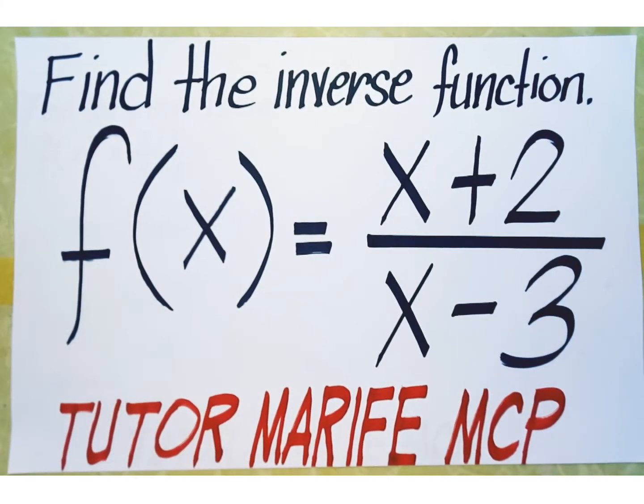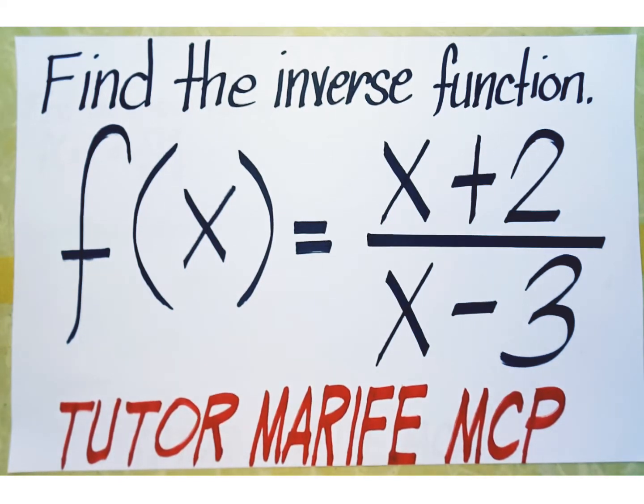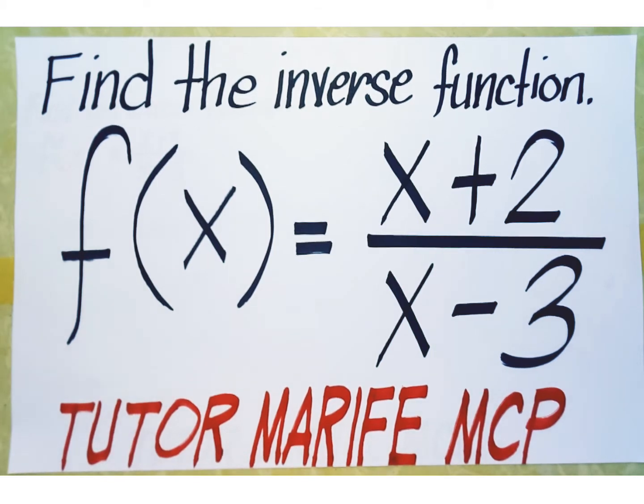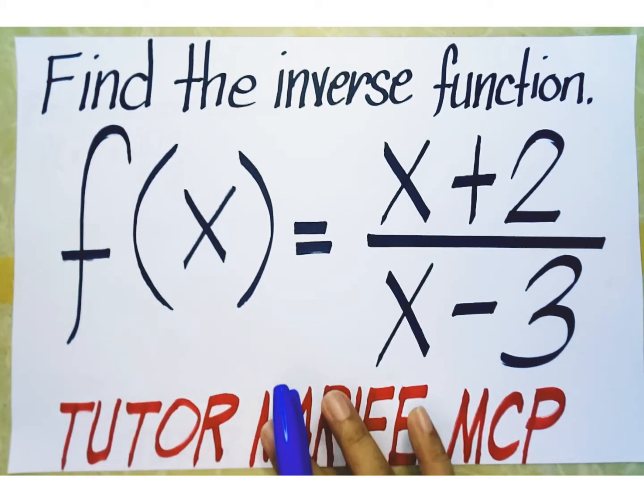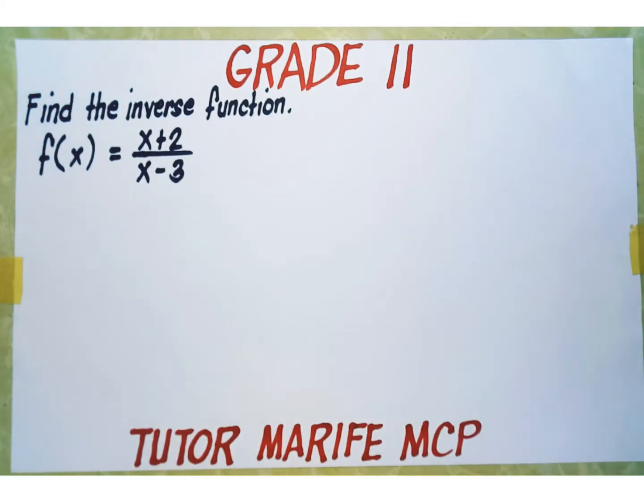Hello everyone. Today I'm going to tutor you on how to find the inverse function of the given rational function. So we have here f of x equals (x plus 2) over (x minus 3). Okay, so let's start.